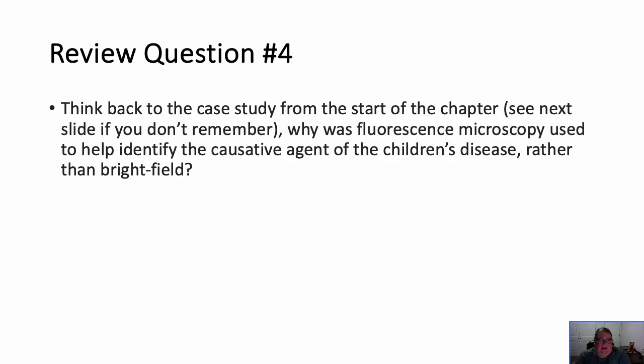The review question says, think back to the case study from the start of the chapter. See the next slide if you don't remember. We actually put this previously in your notes, but it was earlier in the video, so you could read it before the question. So why was fluorescent microscopy used to help identify the causative agent of the children's disease rather than bright field? Think about what we learned about microscopes, and what we know about viruses, toxins and bacteria, and try to come up with the answer about why we chose fluorescent microscopy over our light microscopes. Pause the video and see what you come up with.